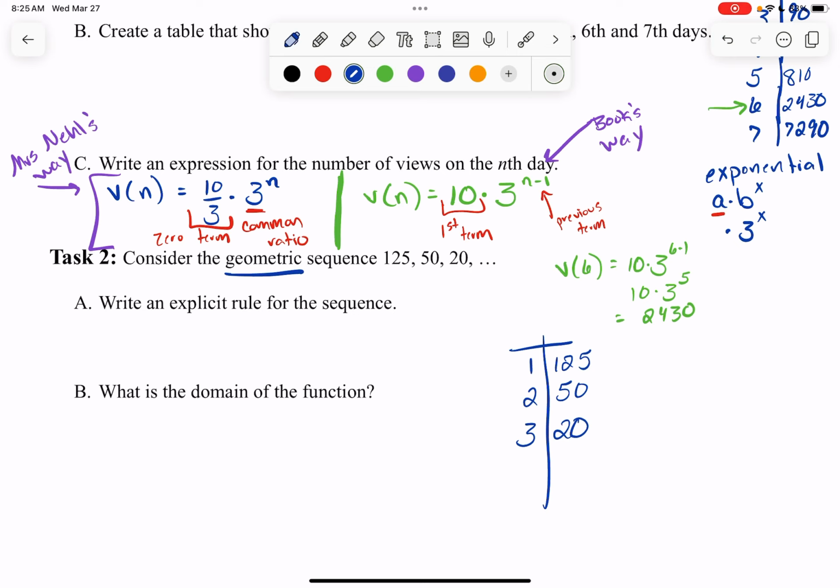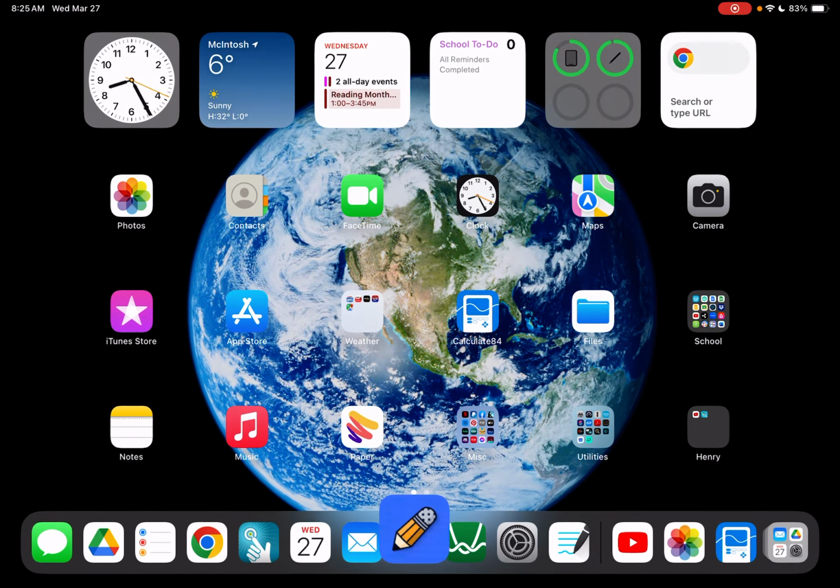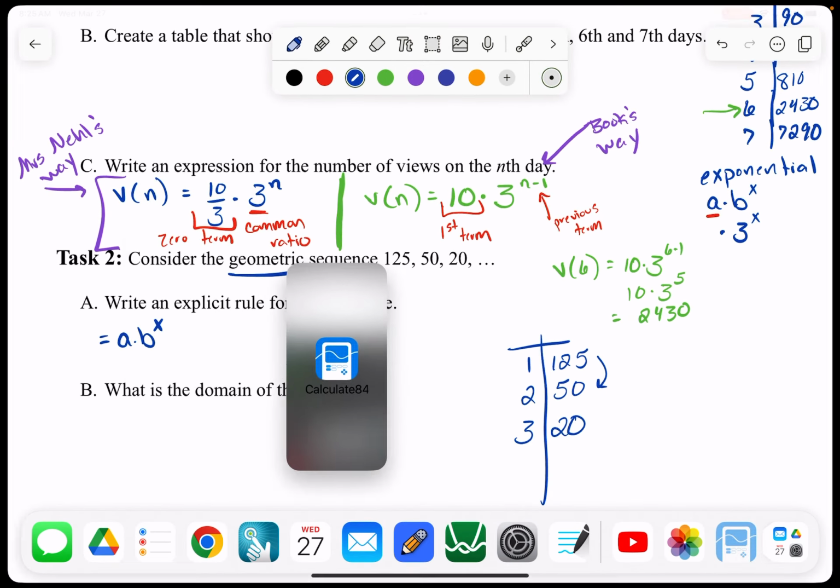So to write that explicit rule, since it's geometric, I know it's going to be a times b to the x. Okay, so I need to find this common ratio. So I need to do some dividing. Just wanted to bring up a little calculator.